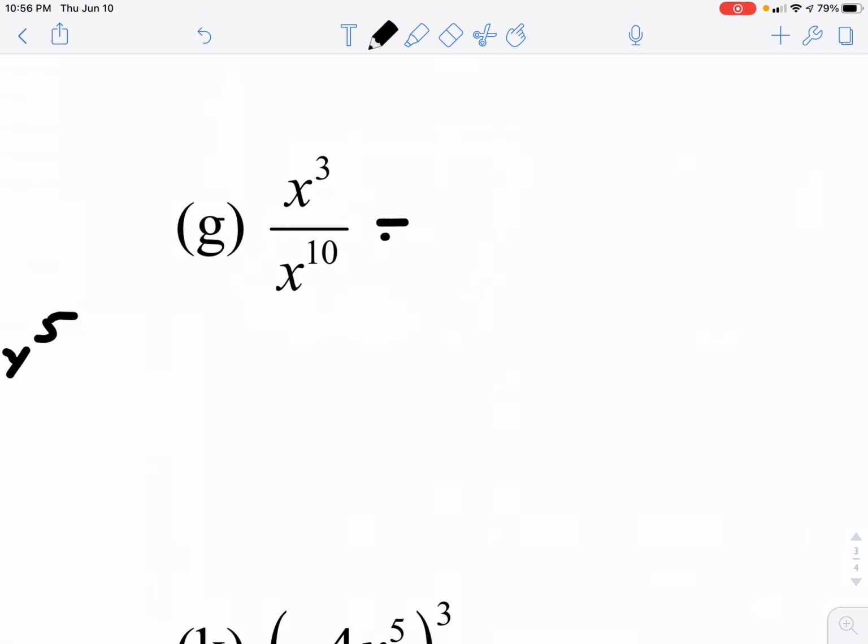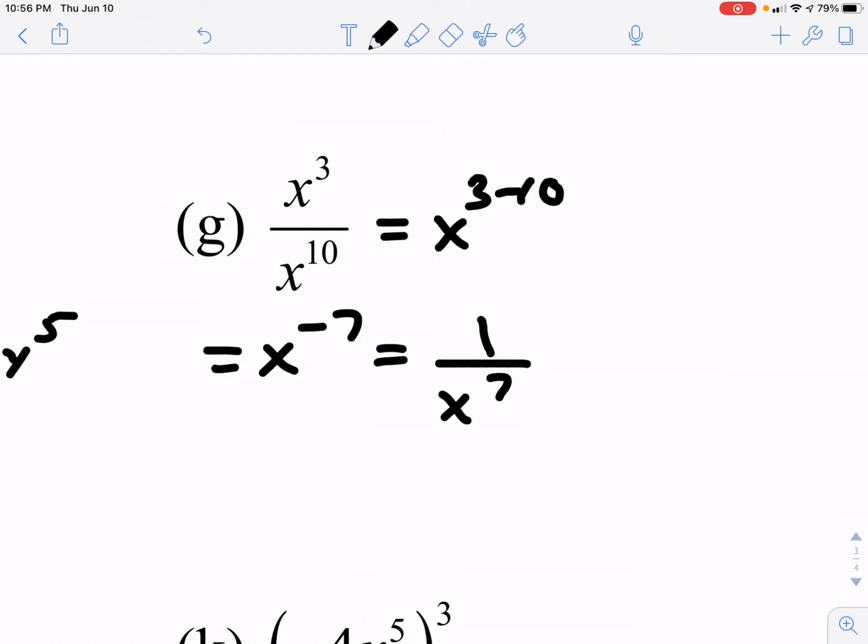Letter G, x to the third divided by x to the 10 is x to the 3 minus 10. Well, that becomes x to the negative 7. And if we write it as a positive exponent, it's 1 over x to the positive 7.